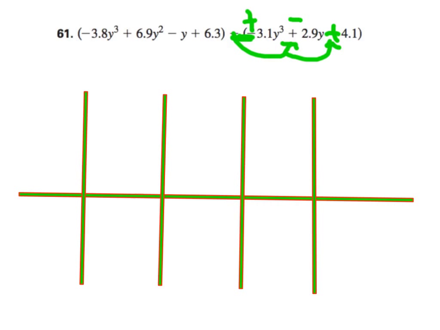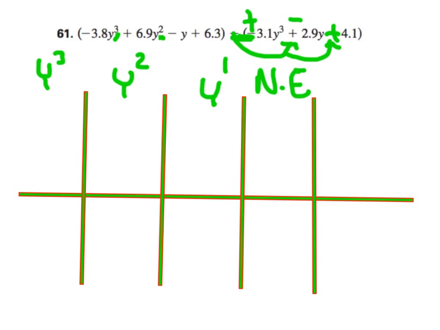So right here, we're just going to section this off because we don't want to add exponents that aren't supposed to be added to each other in this case. So we're going to do y to the thirds over here, y to the seconds over here, y to the first over here, and no exponents in this area. So numbers that just don't have exponents with them. So we're just going to call this NE for no exponents.